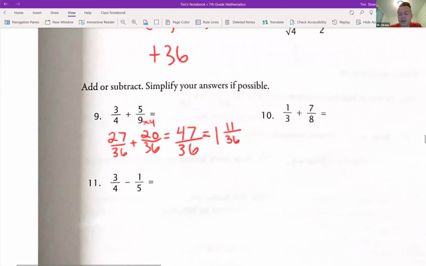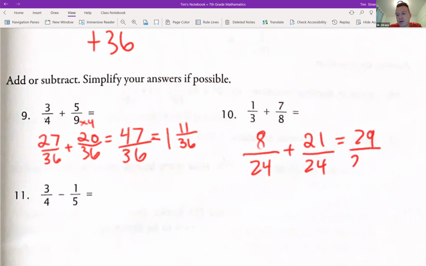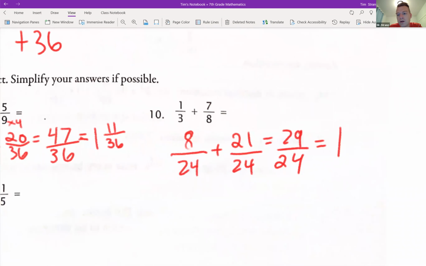Okay, look at 10. Lowest common factor is going to be 24, right? Yeah, 24 times 8, times 8, times 3, times 3, 29 over 24. Always simplify. 1 and 5/24ths.